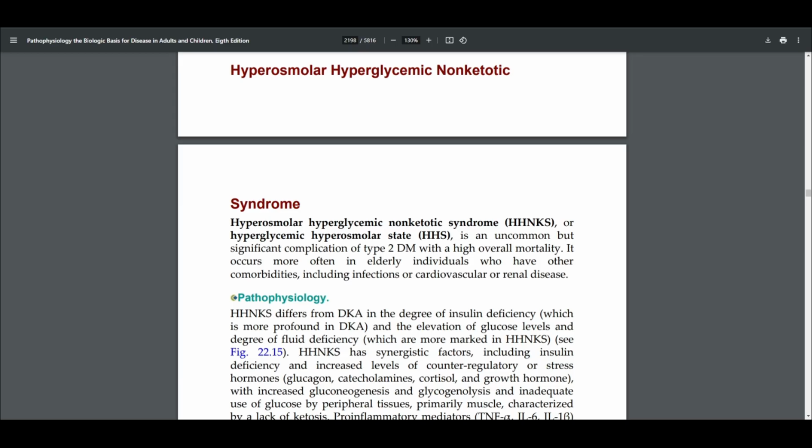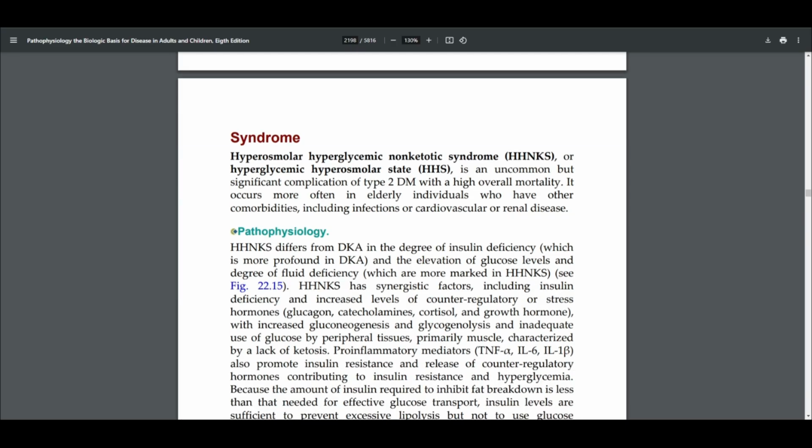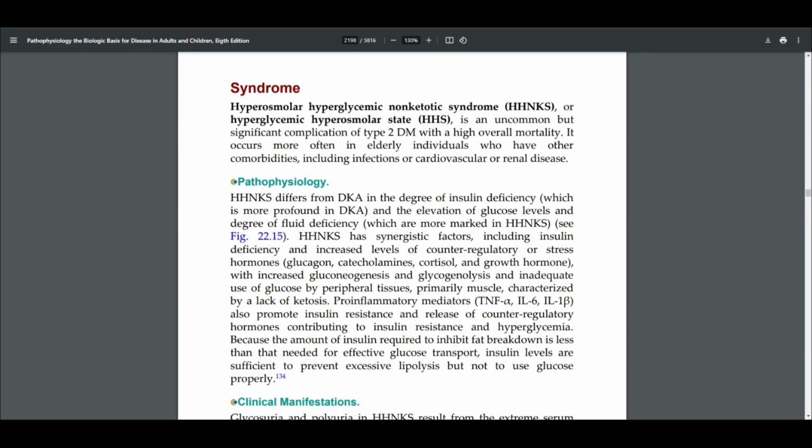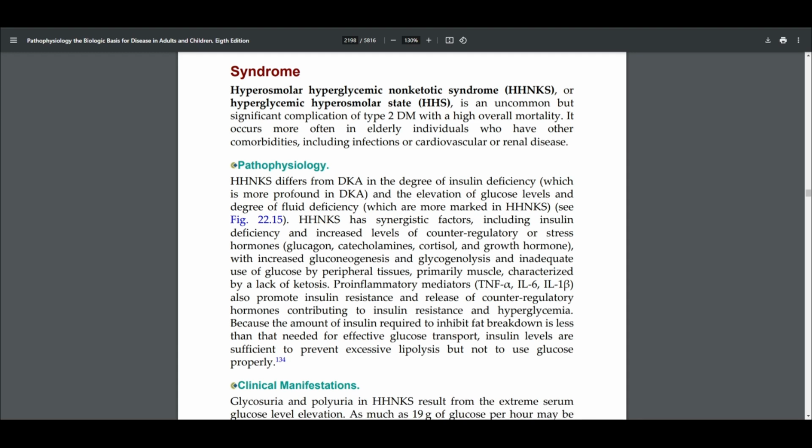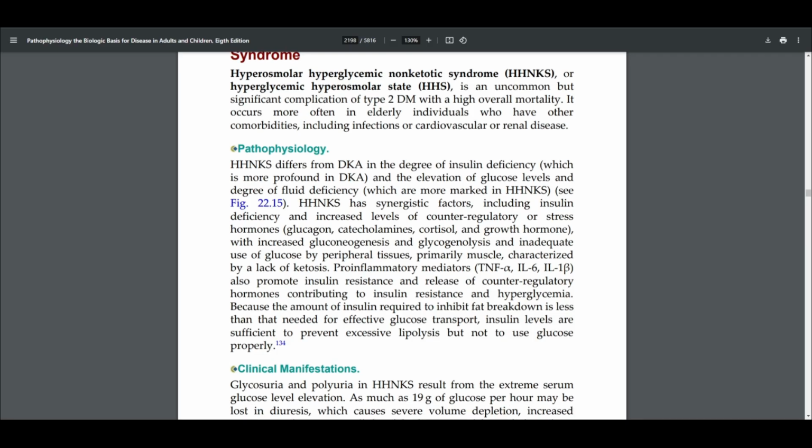That now leads us to the hyperosmolar hyperglycemic non-ketotic syndrome, also known as HHNS. HHNS is an uncommon but significant complication of type 2 diabetes with a high overall mortality. It occurs more often in elderly individuals who have other comorbidities, including infection or cardiovascular or renal disease.